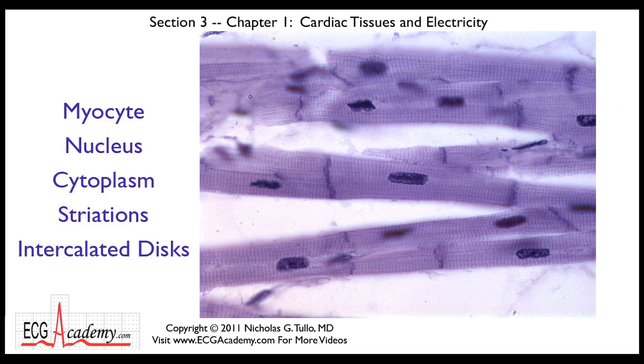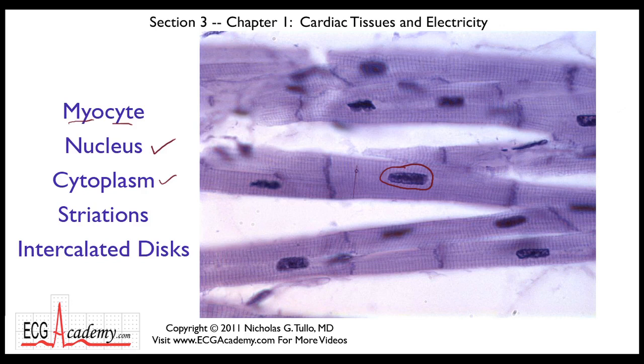A heart muscle cell is referred to as a myocyte, myo meaning muscle and cyte meaning cell. And the parts of this heart muscle cell or myocyte include this dark region here, which is the nucleus. The nucleus contains the DNA and basically runs the cell through little chemical messengers that come out of the nucleus. The rest of the cell is known as the cytoplasm, and that's where other organelles are.